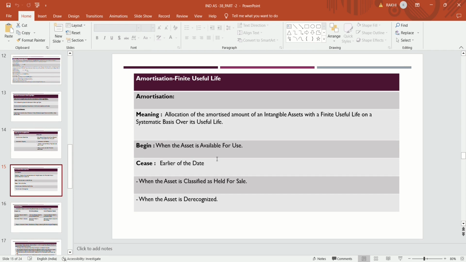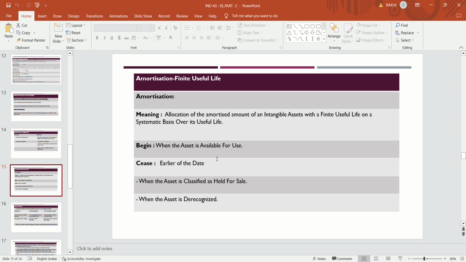Amortization is the other name of depreciation. Depreciation is in case of tangible assets, and amortization is in case of intangible assets. Amortization is only possible if the life is certain, if the life of the asset is finite, then only amortization is possible.